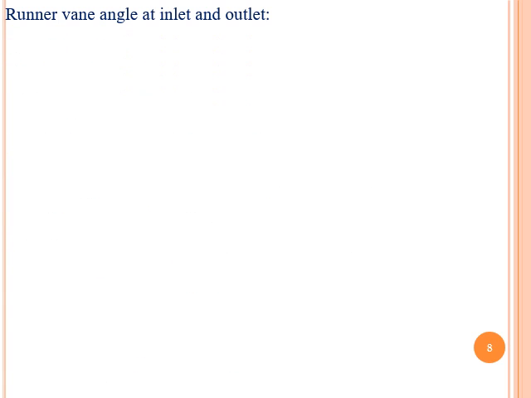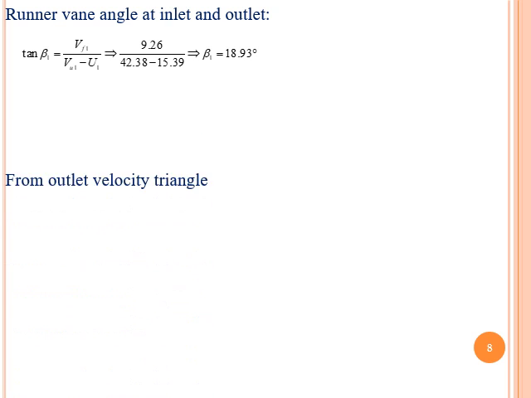The runner vane angle at inlet and outlet is calculated by once again applying the trigonometric relations in those velocity triangles. Tan beta 1 is equal to Vf1 by (Vu1 minus U1). The Vf1 is equal to 9.26, Vu1 is equal to 42.38, and U1 value is equal to 15.39. Hence the beta 1 angle is 18.93 degree.